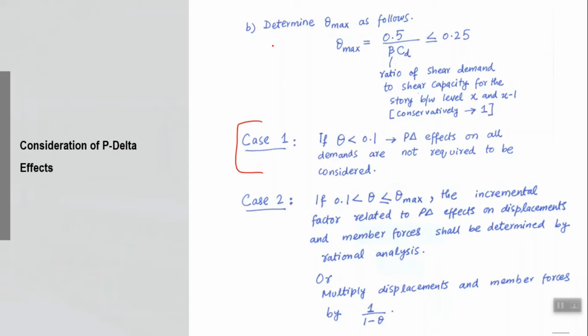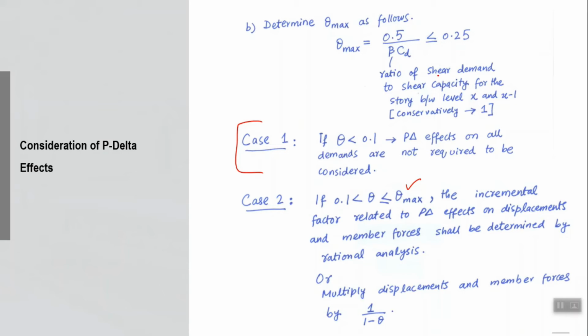By the way, there is an upper limit on theta also. I'll explain that at the end. Then the second case, okay, now I think I should first explain theta max because it is there. So there is a maximum value of that stability coefficient also, which is 0.5 divided by beta times CD, and it should be less than 0.25.